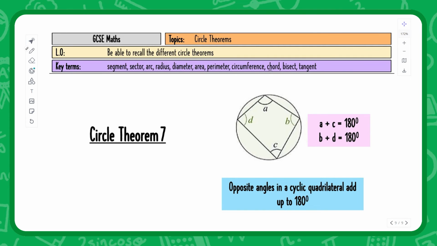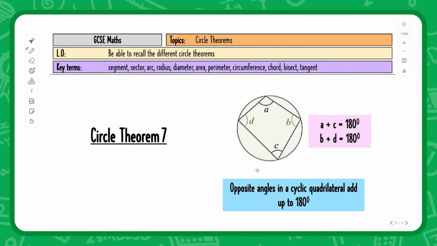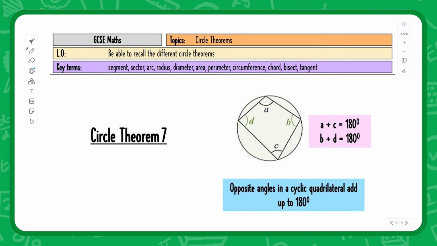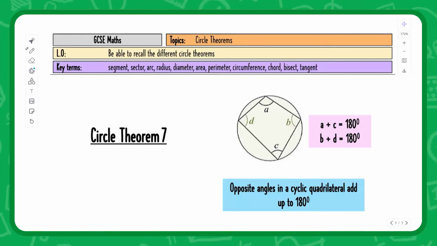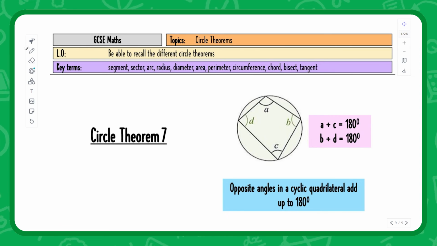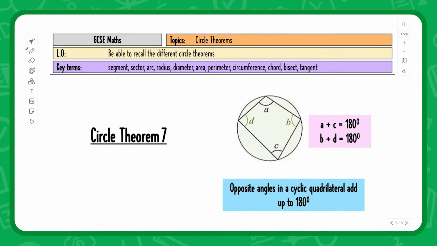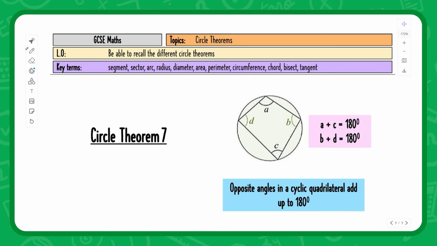Circle theorem 7. Here we have a four-sided shape completely encased within the circle. All four corners are touching that circle. And so what's really important is understanding that this is a cyclic quadrilateral. It's a four-sided shape within a circle, and the opposite angles in a cyclic quadrilateral add up to 180. So A plus C together makes 180, and D plus B together makes 180. So if A was 100 degrees, C would be 80 degrees, and so on.